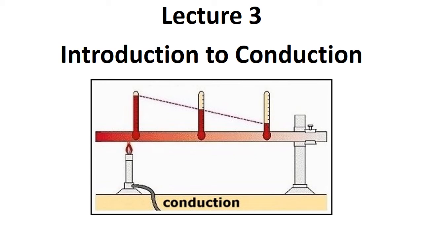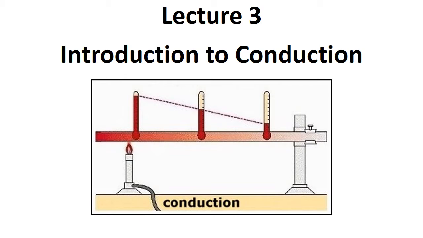Bismillahirrahmanirrahim. In lecture 1, we have learned the basics of heat transfer, what heat transfer is, and what the different modes of heat transfer are, and we have found that there are three modes of heat transfer, which are conduction, convection, and radiation. We have learned the rate equations which deal with conduction, convection, and radiation. In lecture 2, we have done problems related to simple rate equations of conduction, convection, and radiation.